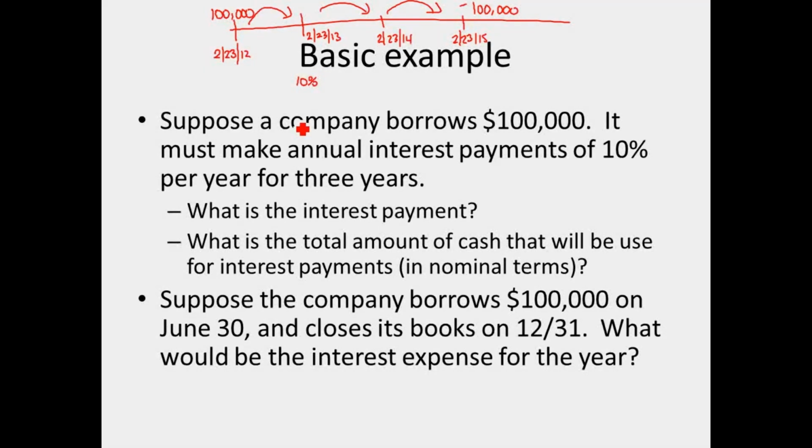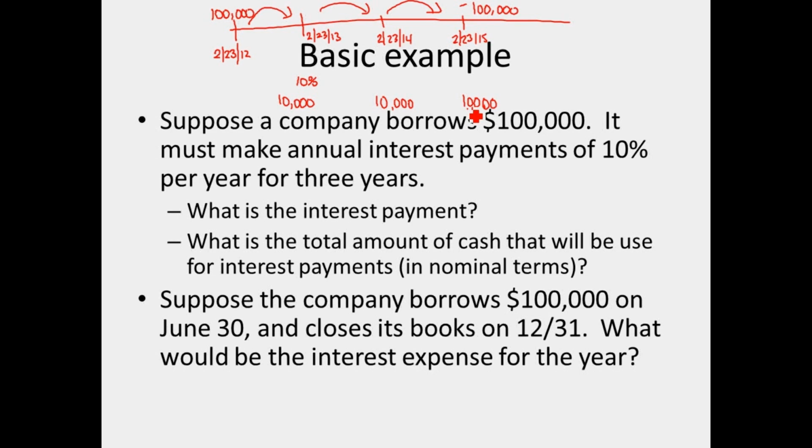So what does that mean? At the end of 2013, what am I going to do? I'm going to give you $10,000 in cash. So what you're getting in exchange for lending me the money is a total of $130,000 back. Now, is it exactly $130,000? Well, that's purely nominal. That's just the numbers I'm assigning to it, but what it really means is $100,000 today, the only way you'll give that to me is if I promise to pay you 10 next year, 10 the following year, 10 the following year, plus then give it all back. Those two things are equivalent.